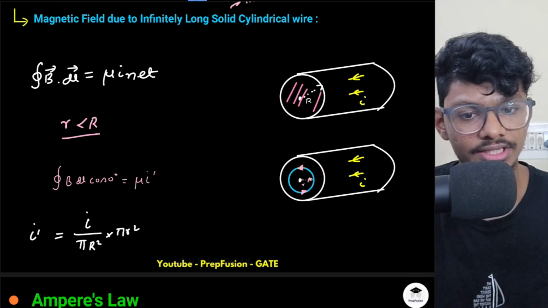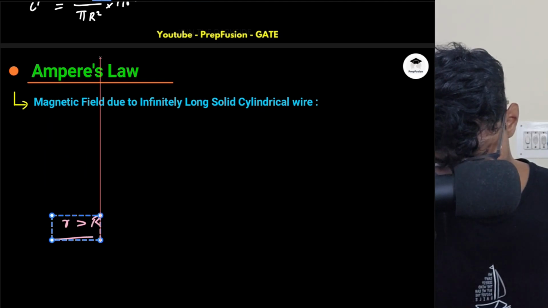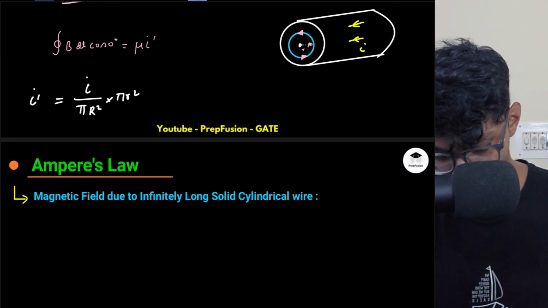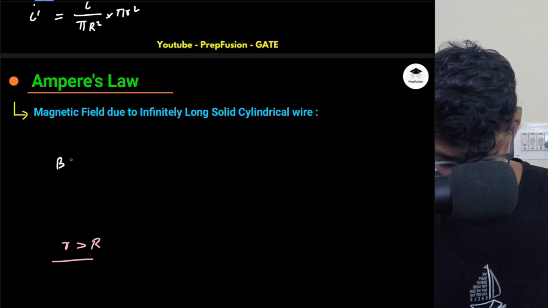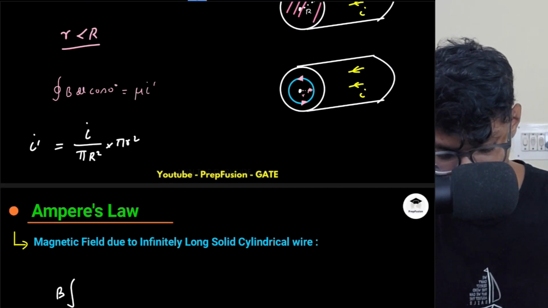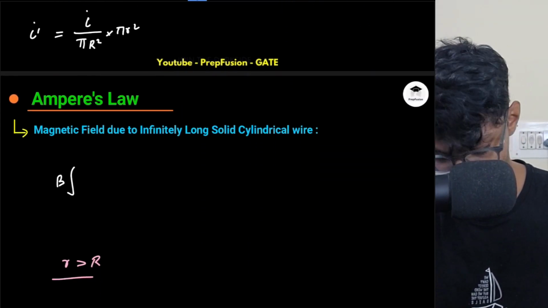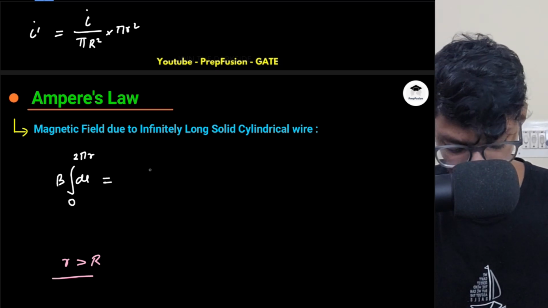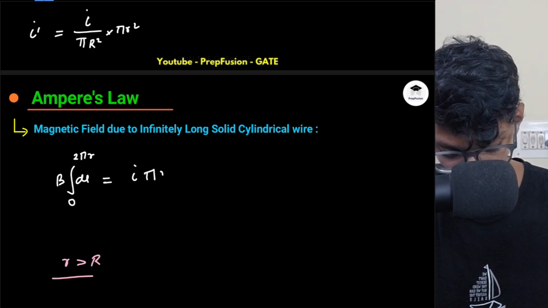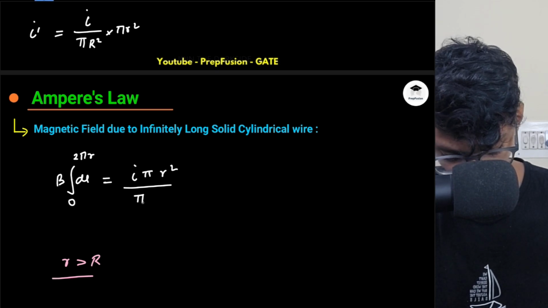enclosed Amperian loop. So I will just replace my I dash to this in this equation and I will get my answer. So this will be B. Again, how will I integrate my DL? DL again, right? Will integrate a whole 2 pi r from 0 to 2 pi smaller. So DL 0 to 2 pi smaller equals to I into pi smaller whole square divided by pi capital R square.